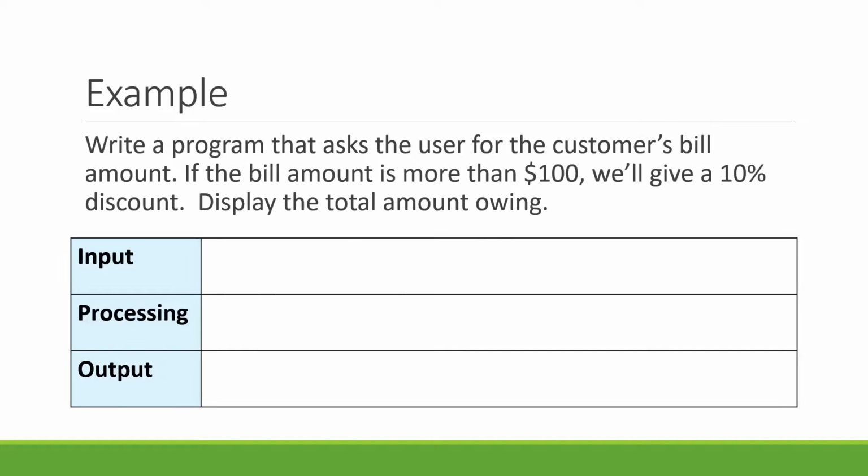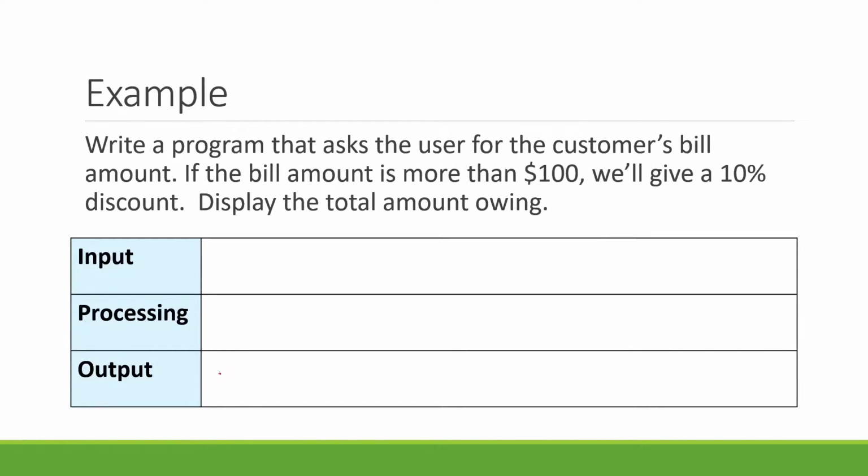Let's try this one out. We'll write a program that asks the user for the customer's bill amount, and if the bill amount is more than $100, we'll give a 10% discount. If the bill amount is $100 or less, we won't give them any discount, but either way, we'll display the total amount owing. First, of course, we want to do our IPO chart.